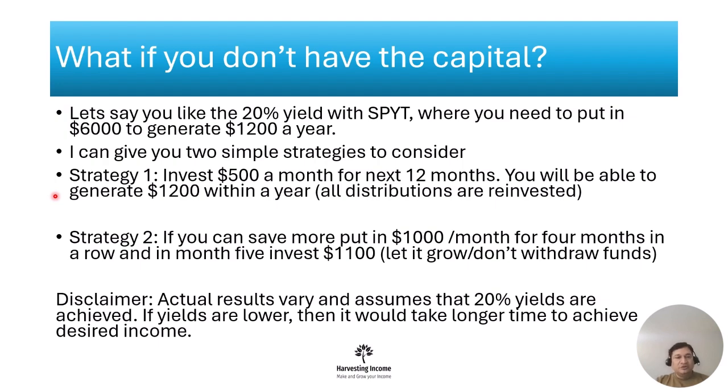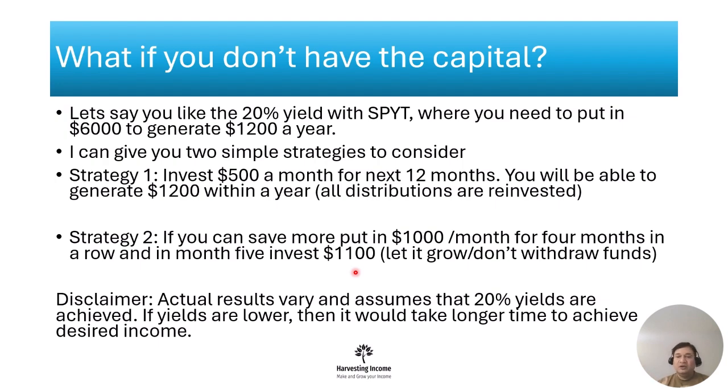What you're going to do is put in about 1,000 a month for the next 4 months in a row, on a continuous basis. Every month you're going to put $1,000, and then in month five you're going to put 1,100, $100 more. So which means you put in $4,000 plus another 1,100, which means $5,100 is the amount you put in, and you let it grow as such.